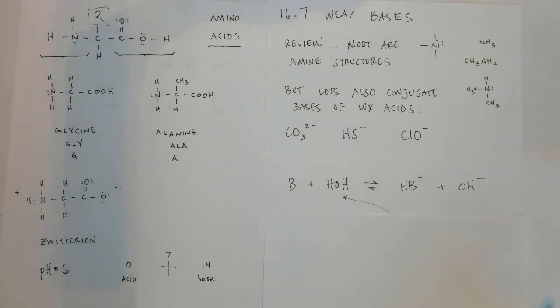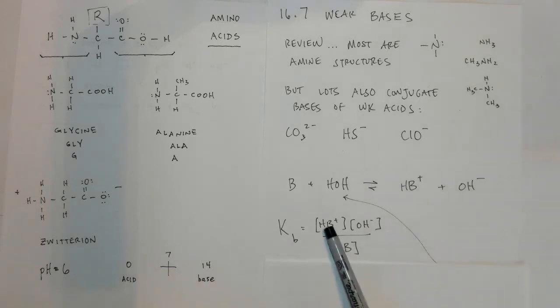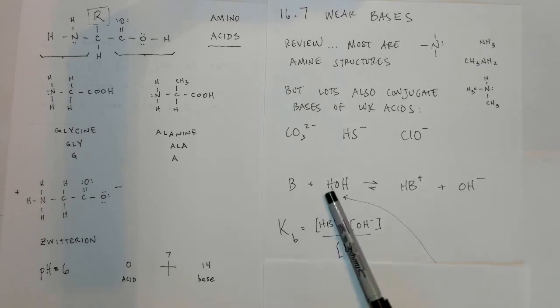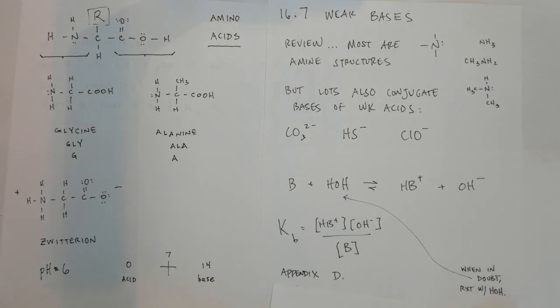Going way back to the very first video cast in the definitions of acids or bases, it would increase the OH- concentration in solution, therefore it's called a base. We could write the equilibrium constant expression for this, and the equilibrium constant would be products divided by reactants to the powers of the coefficients. Remember, don't put water in there because water is a pure liquid or pure solid.